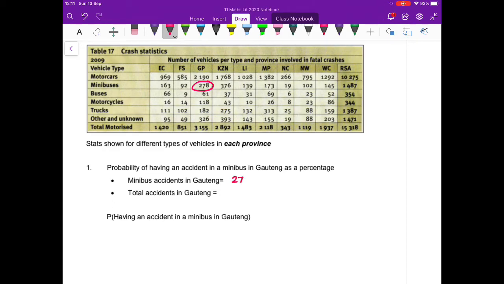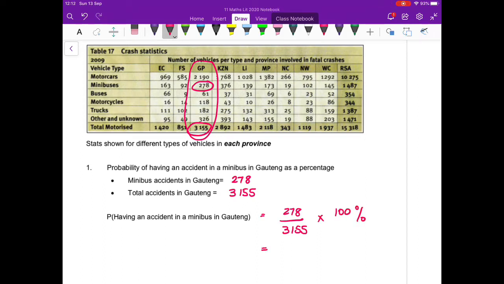278. And we are comparing it to Gauteng itself. So we would look at the total number of crashes in Gauteng, which is 3,155. So the probability of having an accident in a minibus in Gauteng is 278 out of a total of 3,155. And remember, it's far easier to see what is going on if we convert it to a percentage.